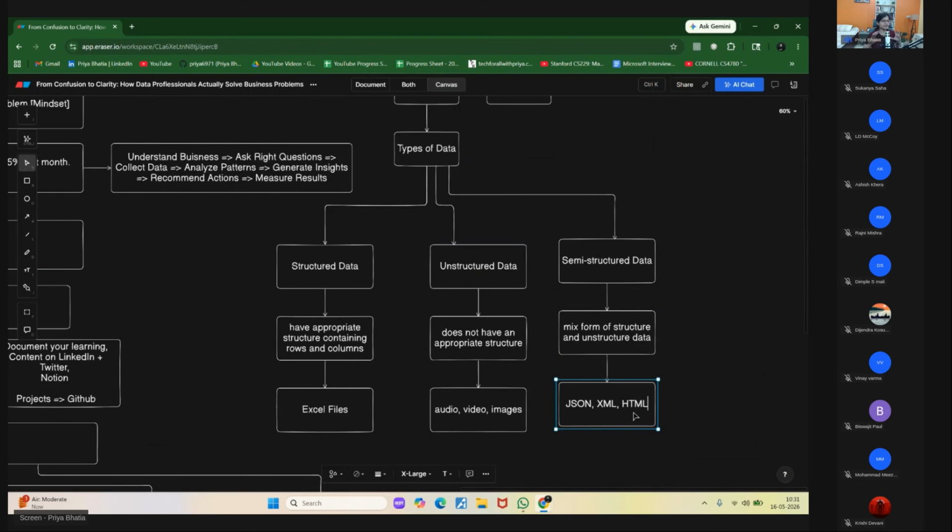In real time, you will mostly be working on structured data. In our DA work, the maximum number of times, in fact, we will be working with structured data only. But apart from that, in data science, we work with unstructured data as well. We work on audio, video, and image based data, specifically in deep learning. And in the semi-structured part, we have a mixed version of both of them. We cannot call it completely structured, and we cannot call it completely unstructured either.